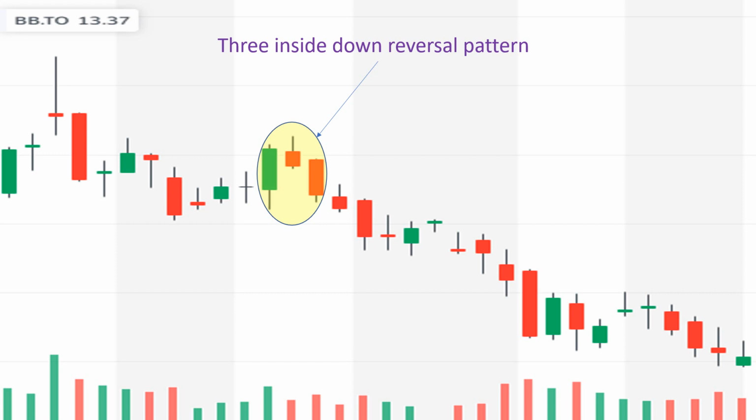This is the three inside down reversal pattern. The three candles together have a strong bearish reversal pattern, and if you see this pattern at the top of this uptrend, you can exit the trade as soon as the price closes below the close price of this bearish candle, and you see that the trend is going downward strongly. Now let me blend these patterns.